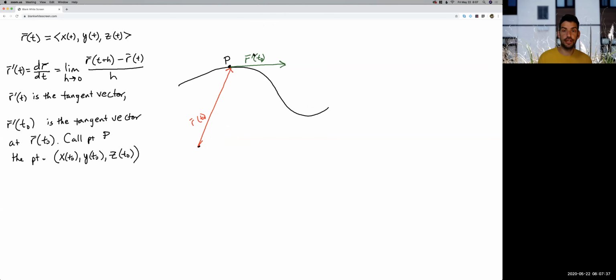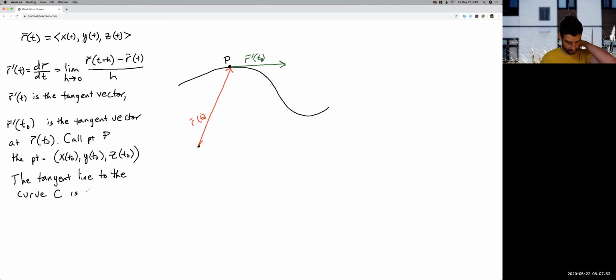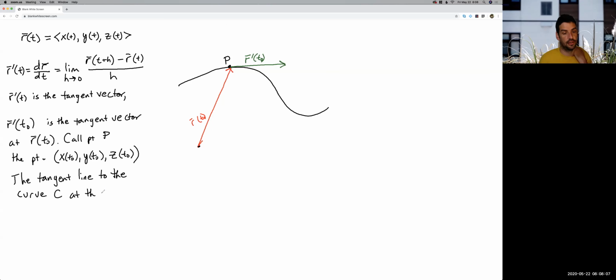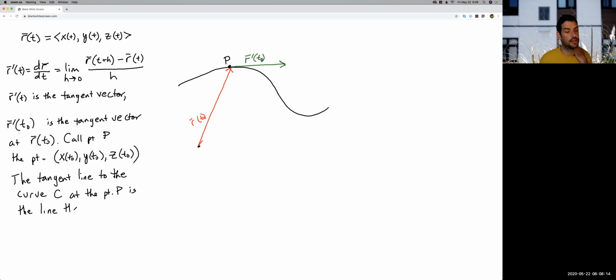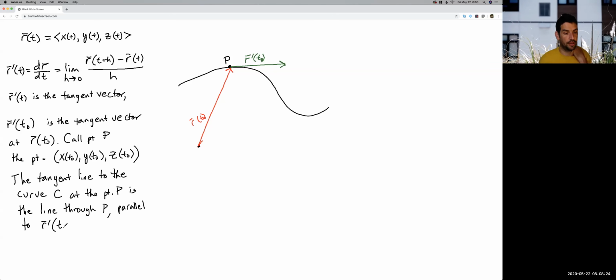So we're also going to name, we'll say that the tangent line to the curve C at the point P is the line through P parallel to r prime of t naught, right?